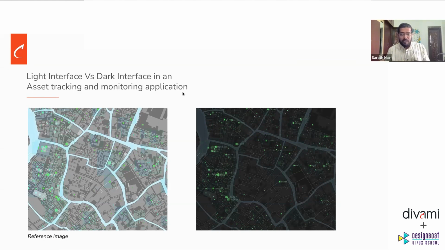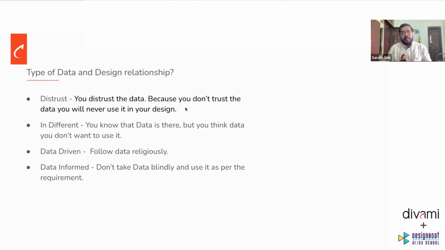So to conclude our hypothesis, we didn't change any interactions or any flows on the product. But the data which we got from our research and analysis gave us the confidence to go with the darker interface, which eventually helped the product and the users. So I hope it was clear and you were able to understand.